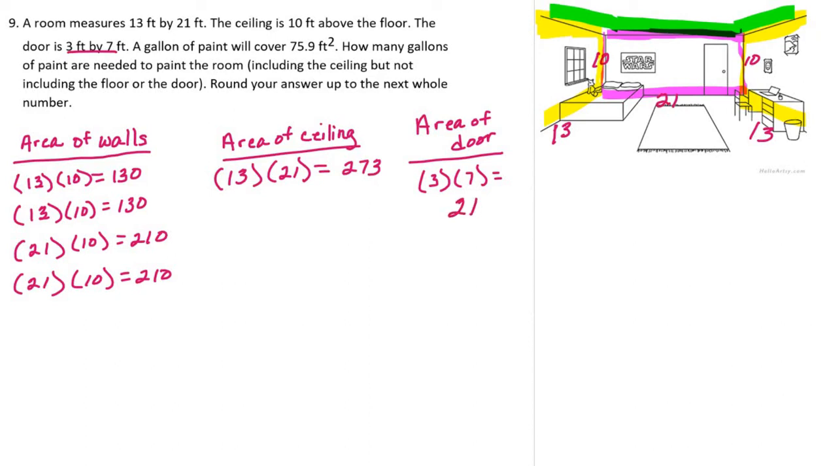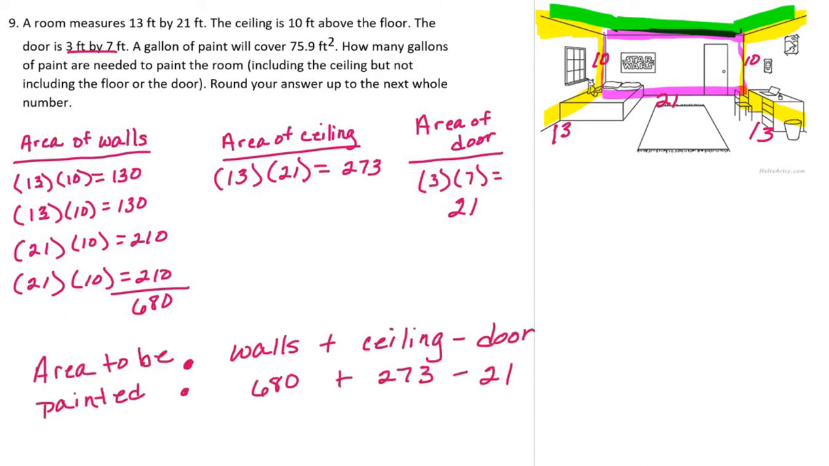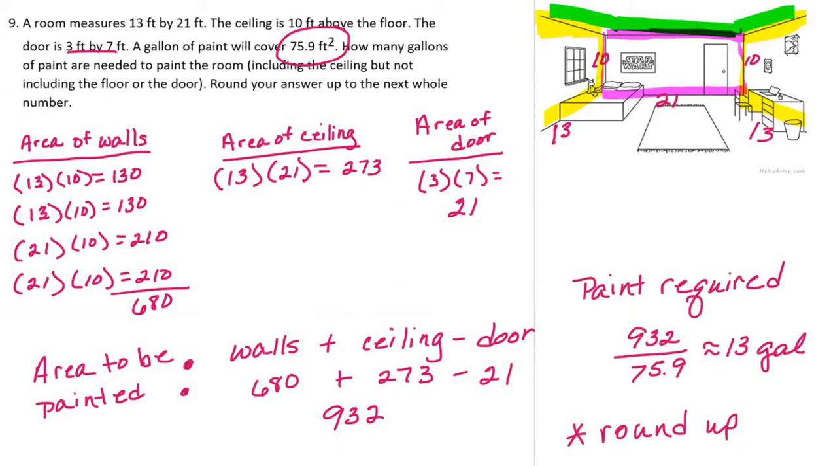Okay, so in order to find the area that needs to be painted, I need to add together the area of the walls, so let's add those together. You get 680. And then I also need to add in the area of the ceiling, but then I need to subtract the area of the door. And that's going to give me 932 square feet. So in order to figure out the amount of paint required, I need to take that 932 and divide it by 75.9. And that's going to give me approximately 13 gallons. And be sure that when you divide, you always want to round up.